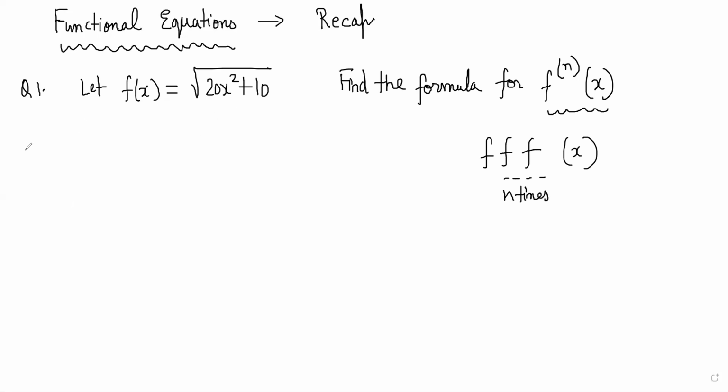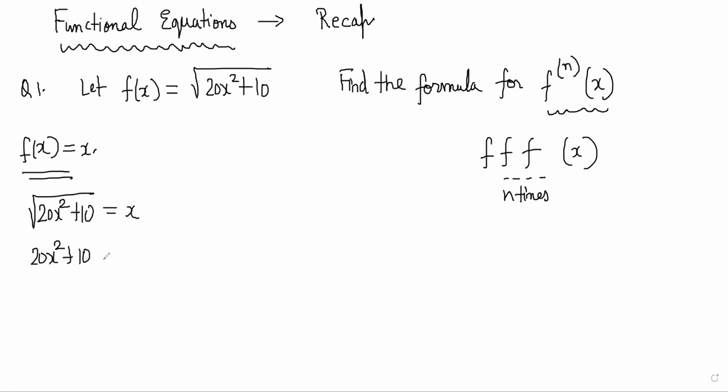So first thing we will see is what is the fixed point of this function. f of x is equal to x, so this tells us the fixed point. We'll say root of 20x square plus 10 is equal to x. If you square it, you'll get 20x square plus 10 is equal to x square, and you get 19x square is equal to minus 10. So x square is equal to minus 10 by 19. So you realize that the fixed point is a complex number here, so it's not a real number.